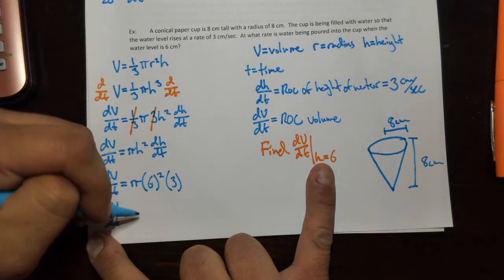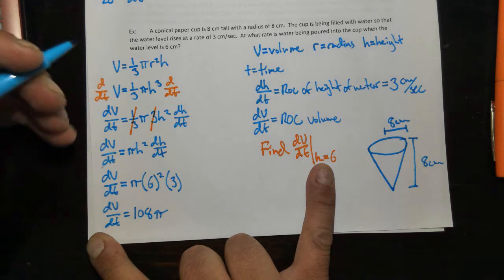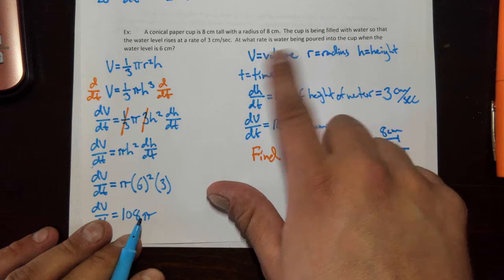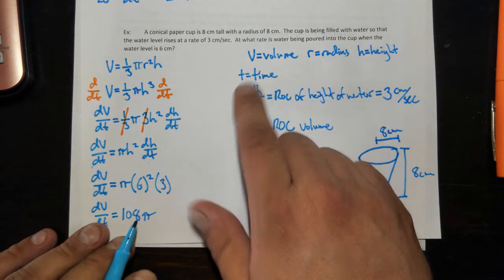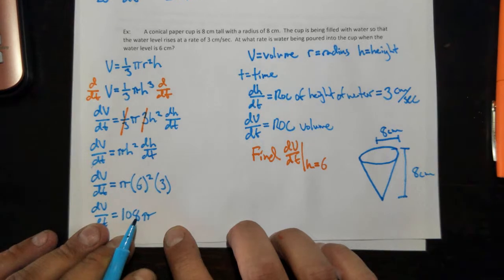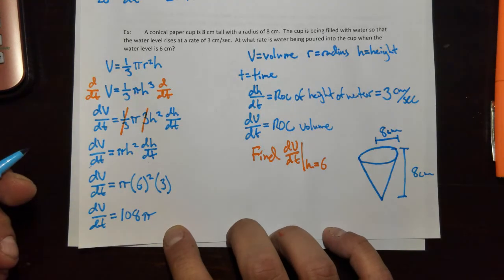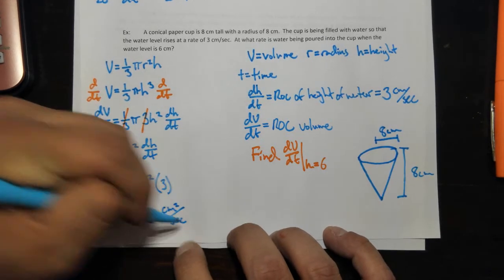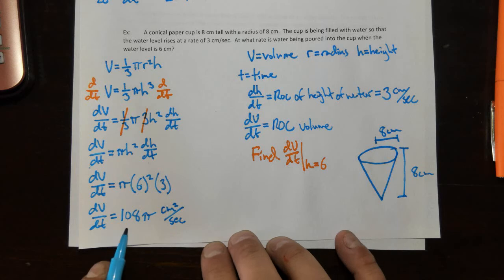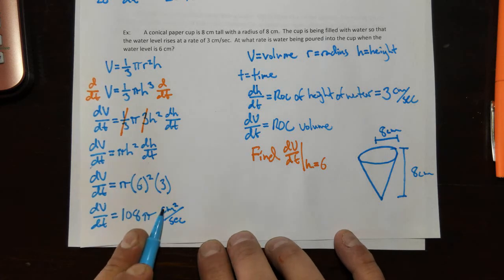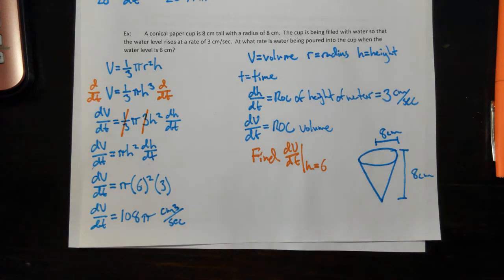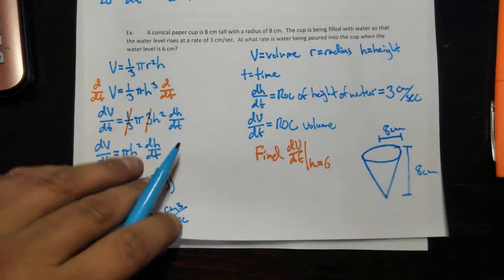Yep, 108. So this is 108 pi. And our units, well, what is the rate of the water being poured in the cup? So this is going to be cubed here, centimeters cubed per second. So 108 pi centimeters cubed per second is the rate at which the water is flowing in. Okay. We have two more examples that we'll go through.